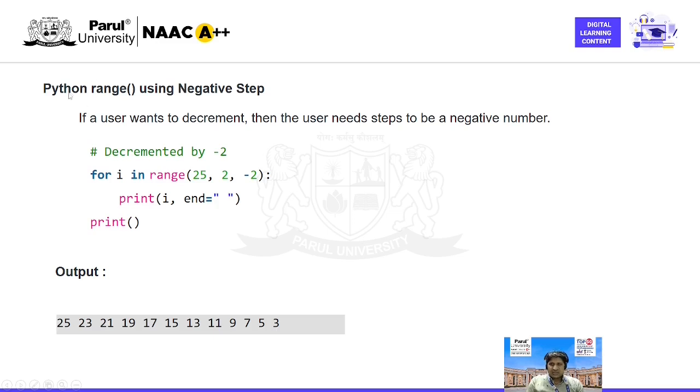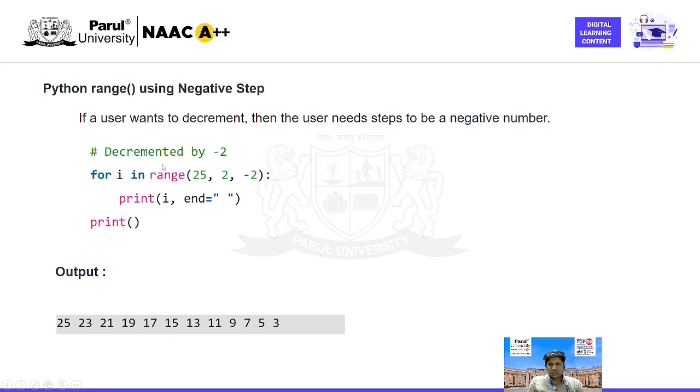Now, the next one is Python range function using negative steps. Do you remember the flow chart of the loop? Once I explained to you the flow chart of the loop. In a loop, increment and decrement are also mentioned. It means if we move forward, then we use increment, and if we move backward, then we use decrement. If a user wants to decrement, then the user needs the step to be a negative number.